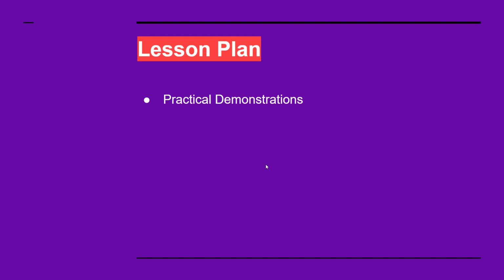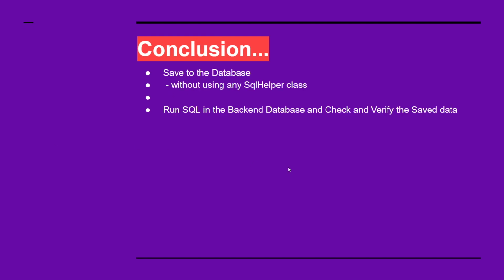Okay, so we completed the practical demonstration, and you learned how to save the data to the database, and we didn't use the SQL helper. We will do it in the next lesson. And we ran the SQL in the backend. That is what we did at the end, and we checked and verified that the data is saved. So in the next lesson, we will continue this further and take your knowledge to the next level.